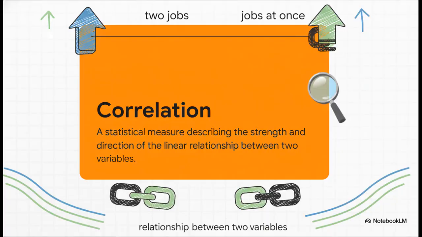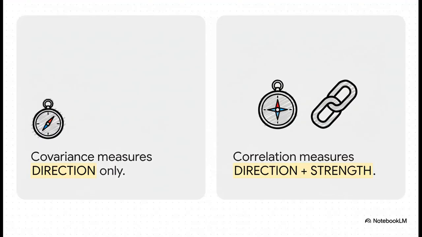And yep, that tool is correlation. You've probably heard this word thrown around all the time. What makes it so incredibly useful is that it does two jobs at once. It confirms the direction, just like covariance did, but it also gives us a hard number that tells us the strength of that relationship. So to put it as simply as possible, covariance just points the way. Correlation, on the other hand, tells us how clear and well paved that road is. It gives us a much, much fuller picture.